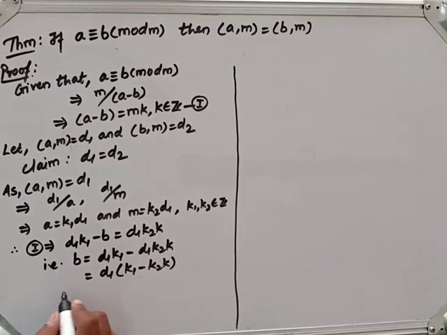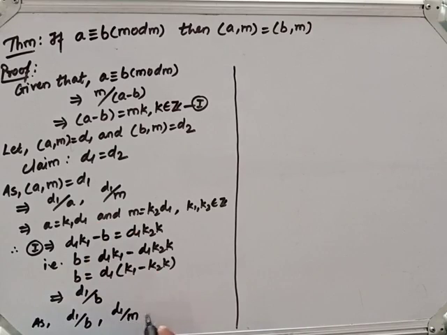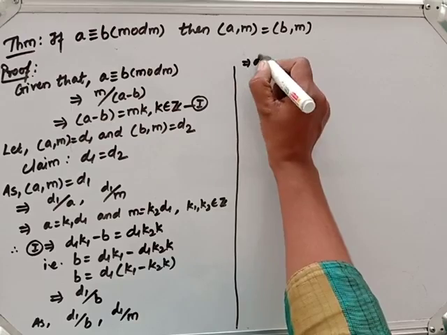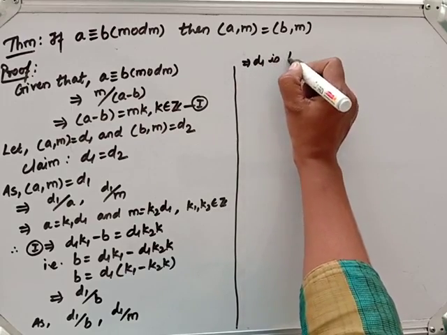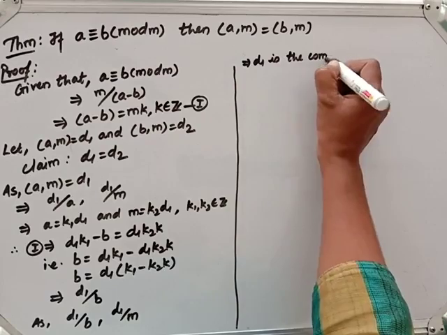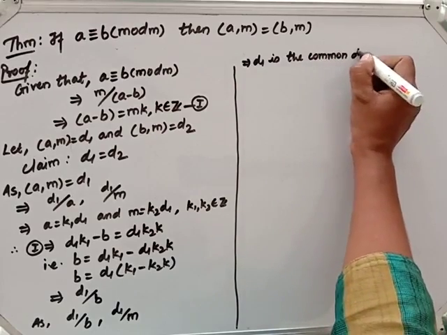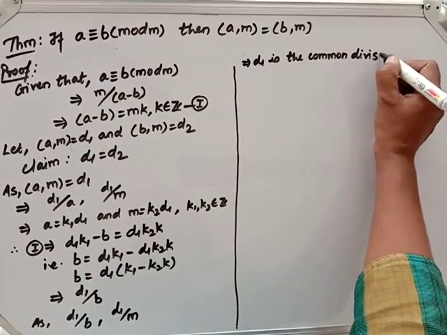Fine. So, what does this give? B is equal to D1 into some integer. So, this gives D1 divides B. As here we get D1 divides B, and here we have D1 divides M. So, what does this say? This says D1 is the common divisor of B and M.